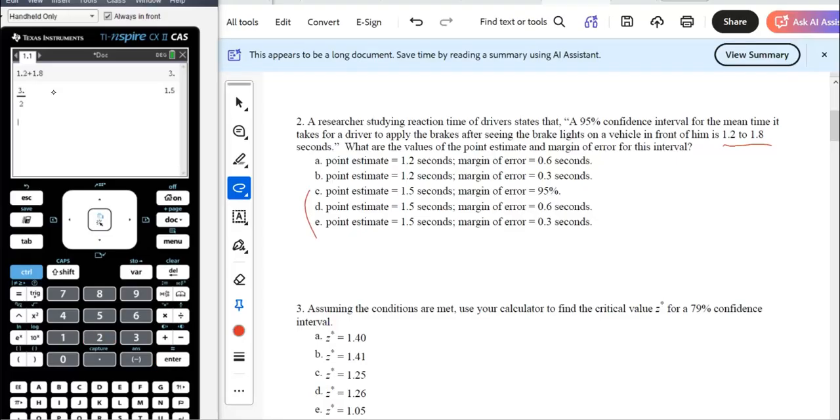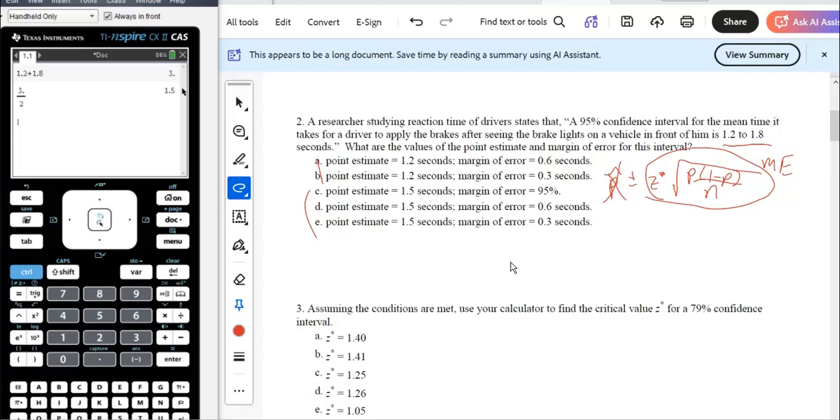So I know it's one of these, right? These are gone. Okay, so margin of error. What do we need to find the margin of error? The formula is p hat plus or minus the critical value times the square root of p times 1 minus p all over n. So this is the margin of error, not this. The margin of error is that formula right there.